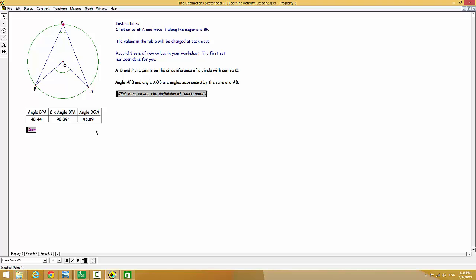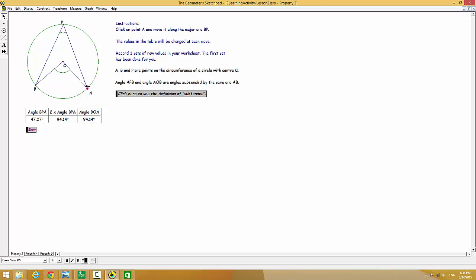And notice, no matter what I do down here, look at the angles. For example, if angle BOA is 115.05, angle BPA, which is here, start with A to P to B, this is the angle at circumference. It will always be half, or the angle at center will always be twice the angle at circumference.